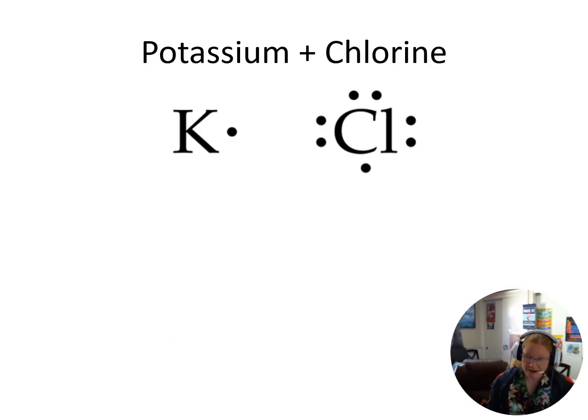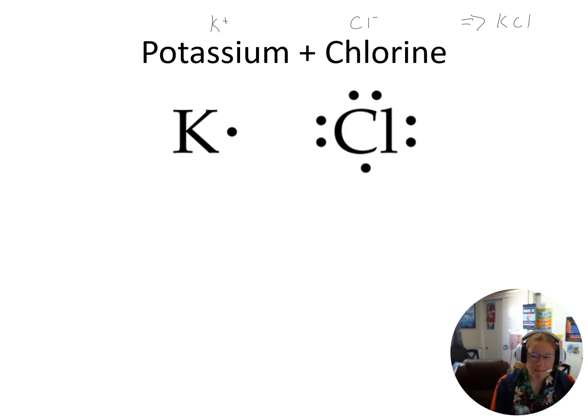Okay? We can look at these Lewis electron dot structures to understand what's happening with the electrons, though. So here I have potassium and chlorine. Okay, so we know that potassium likes to form this ion, and chlorine likes to form that chloride ion.